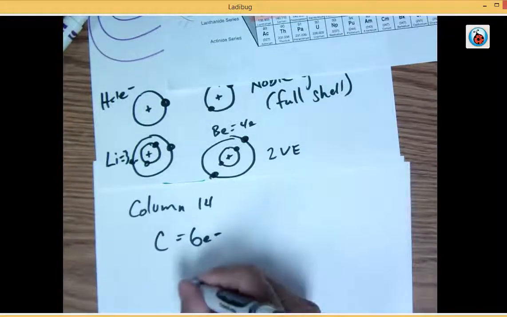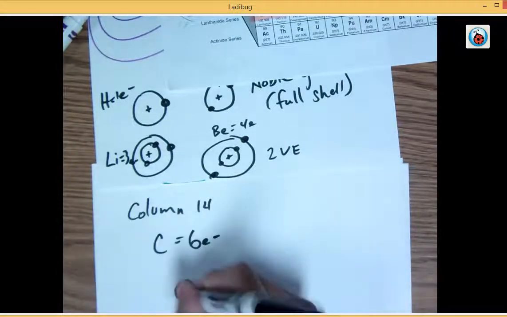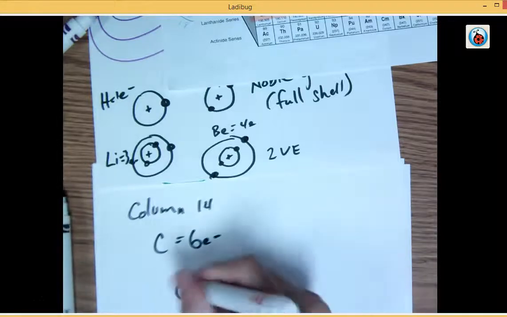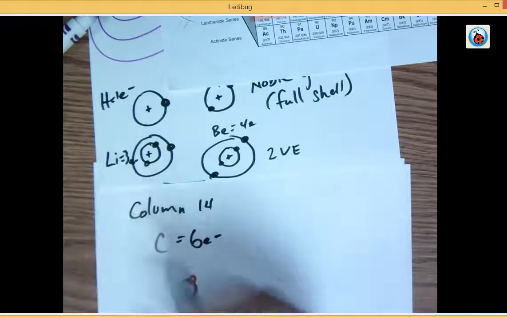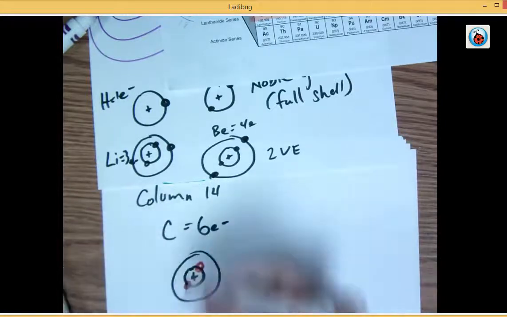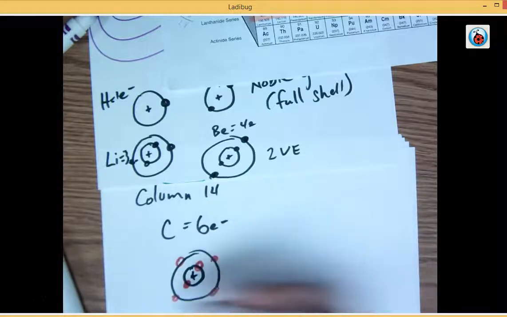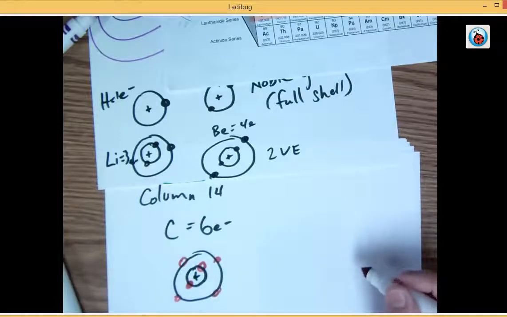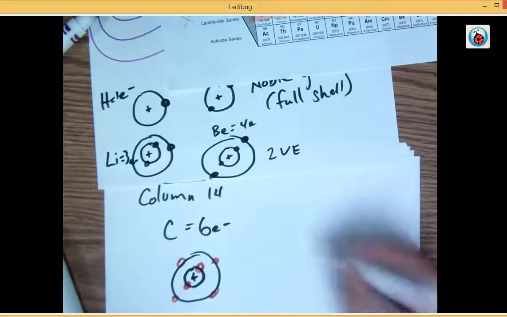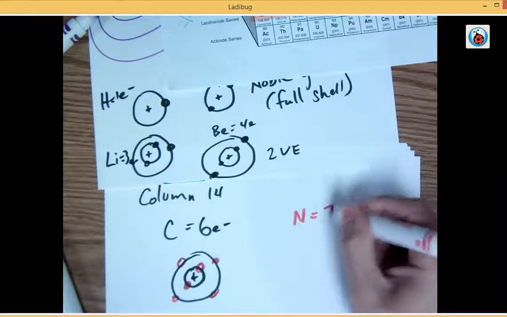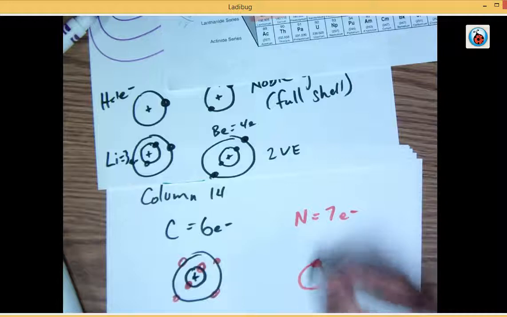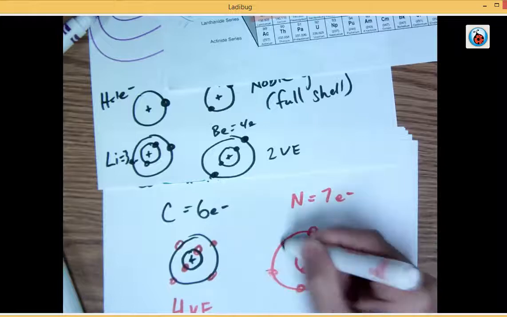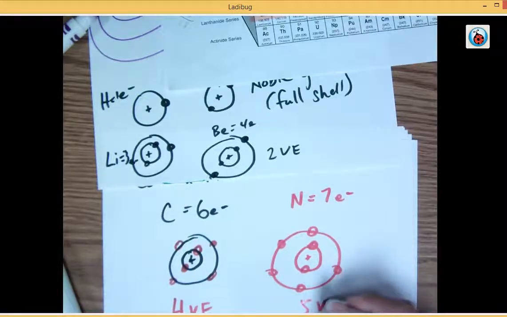The first ring can only hold 2, so you put 2 dots there, positive nucleus in the middle. So 1, 2, that's full. Then we need 4 more, so we need to add another ring. 1, 2, 3, 4. So carbon has 4 valence electrons. Let's move over to nitrogen. Nitrogen has 7 electrons. So 2 goes in the smaller one, and then 5 will go on the outer one. So that has 5 valence electrons.